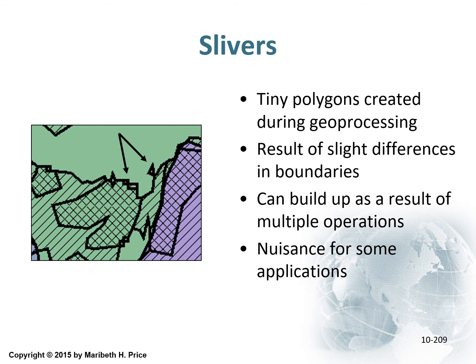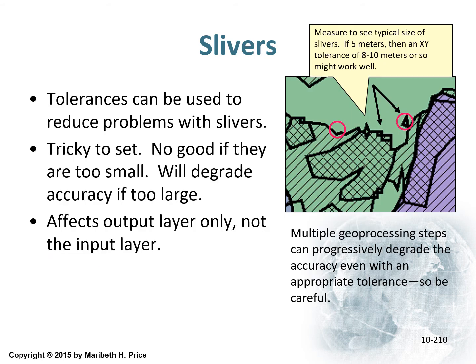Slivers are tiny polygons that are produced when you do overlay functions and other types of geoprocessing, where you have these tiny little bits of things where stuff that should line up didn't line up exactly. They can create anywhere from mild annoyances to shutting everything down to not being a problem at all. We fix slivers by setting some of the controls, tolerances, and things like that to eliminate that sort of stuff.